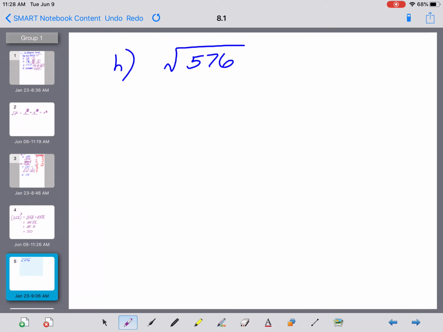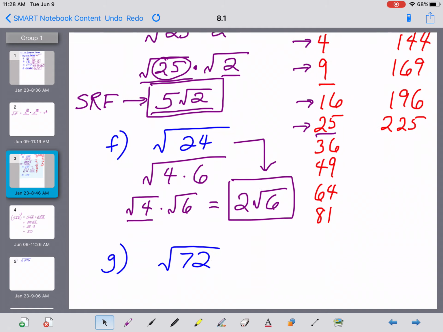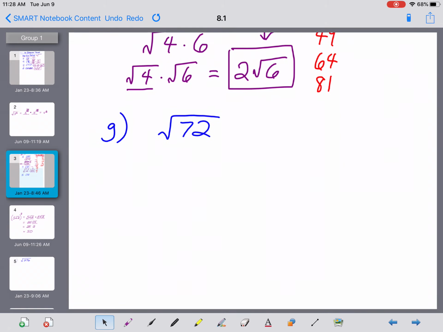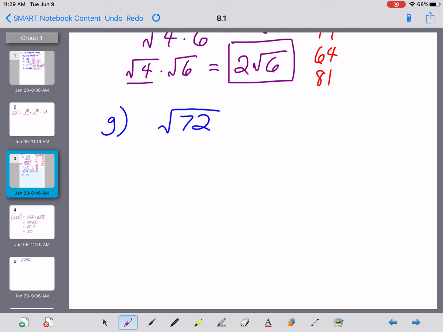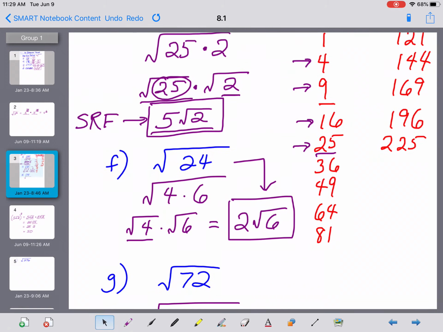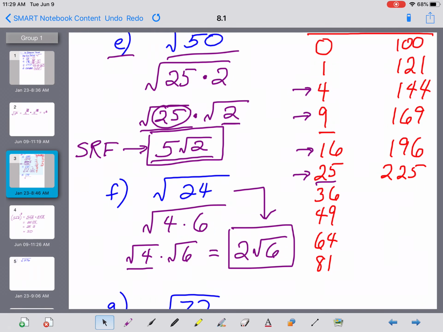I lost a G here somewhere. Did I miss it? There we go. This is an interesting one here. G, the square root of 72. Now again, looking at your list, 72 is obviously not a perfect square, so we're going to try to figure out a perfect square that divides evenly into it. And this one is interesting because 72 is actually a cool number that has lots of factors to it.